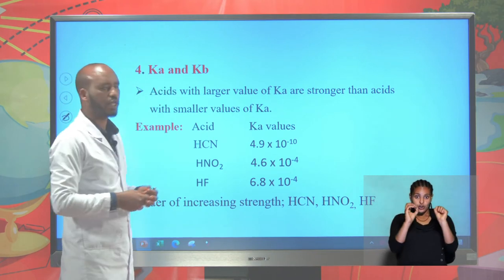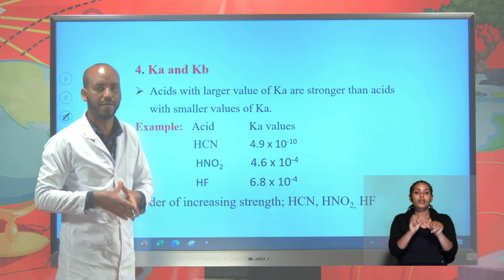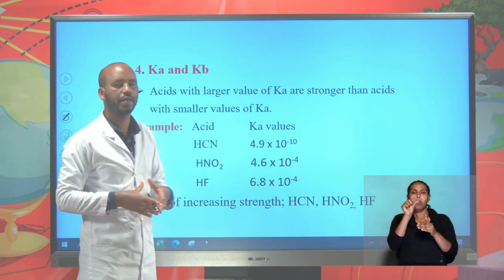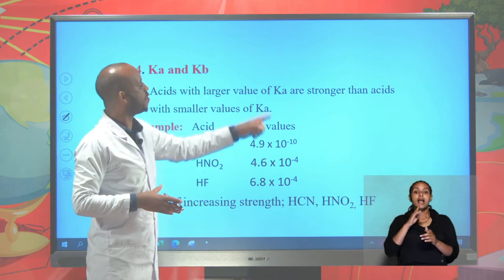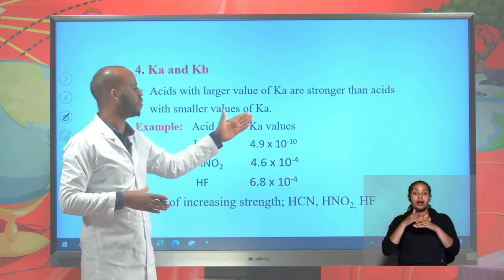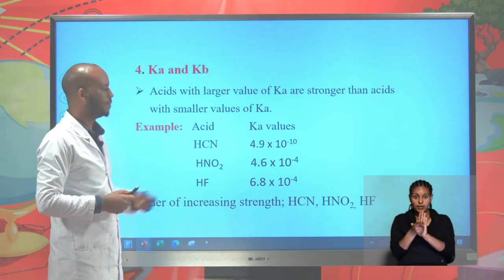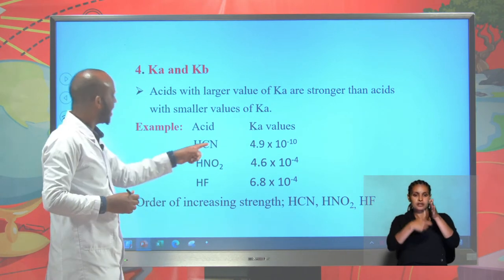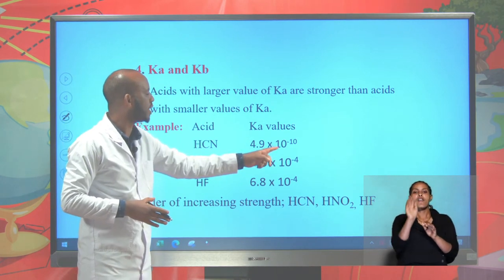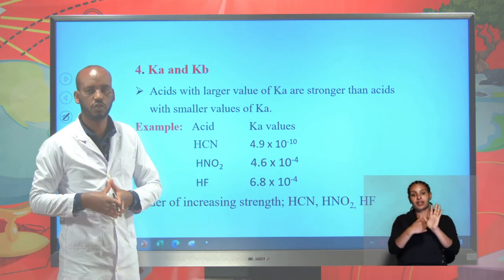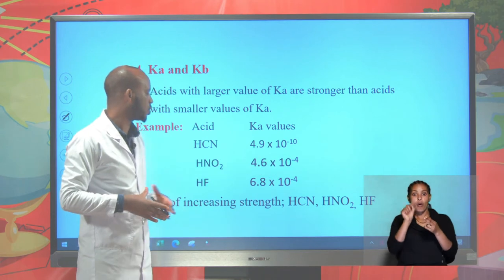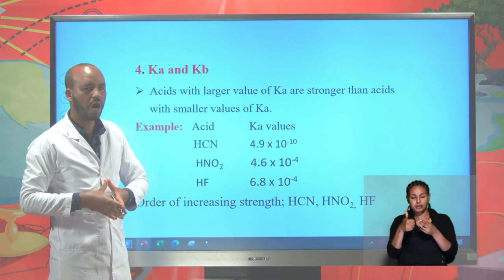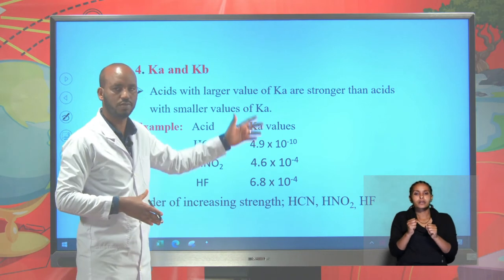Comparison of dissociation constant of the acid and dissociation constant of the base. Acids with larger value of Ka are stronger than acids with smaller values of Ka. Bases with larger value of Kb are stronger than bases with smaller values of Kb. For example, acids and their dissociation constant Ka values. Hydrocyanic acid, its Ka value is 4.9 times 10 raised to minus 10. Nitrous acid, its dissociation constant is 4.6 times 10 raised to minus 4. Hydrofluoric acid, its dissociation constant is 6.8 times 10 raised to minus 4. Now, which acid is the strongest of these acids?